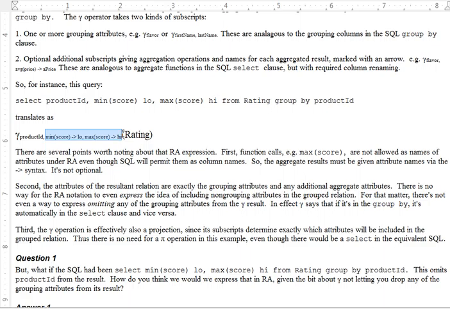vice versa. And then third, the gamma operation is effectively also a projection, since its subscripts determine exactly which attributes will be included in the grouped relation. There's no need for a pi operation in this example, even though there would be a select in the equivalent SQL.